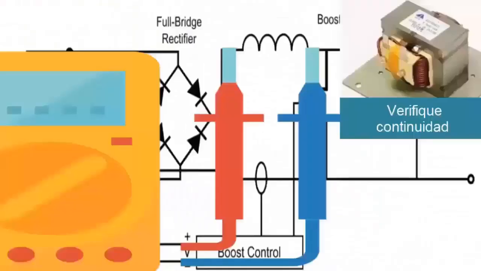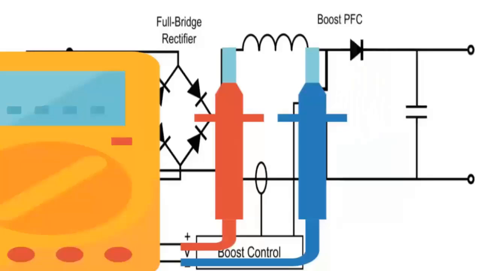11. If the DC voltage after the rectifier bridge is correct, now, without energizing the board, check for electrical continuity between the input and output of the PFC circuit coil or reactor.